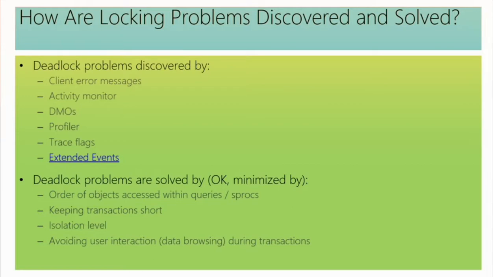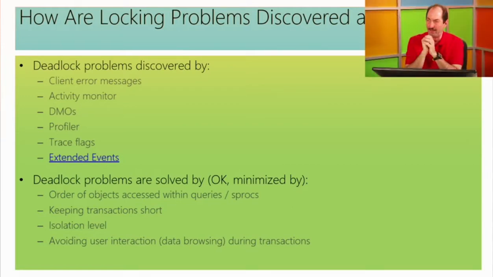Now, finally, deadlock problems are solved. Wait, that's not quite accurate. You cannot completely solve deadlock problems. Even some deadlocks are just going to occur. But you want to minimize them. So some of the ways that you'd minimize them would be making sure that the stored procedures that access a series of objects access them in the same order.